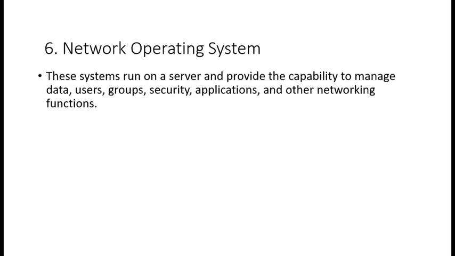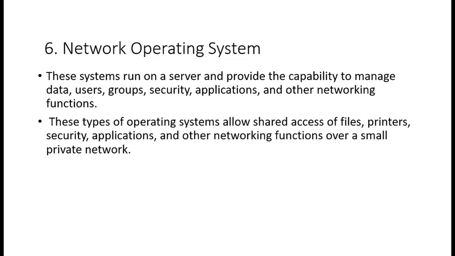Network operating system: by using a network operating system, anyone can use a particular software or hardware for different users. Suppose you don't have a Linux operating system installed in all computers; you can install the operating system in one computer, and by using the network operating system you can use it on multiple computers. These systems run on a server and provide the capability to manage data, user groups, security, applications, and other networking functions. These types of operating system allow the sharing of files, printers, security, and software also.